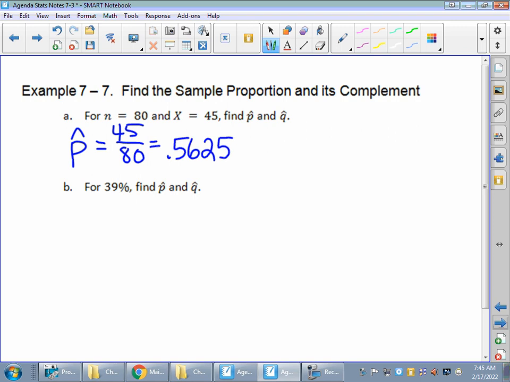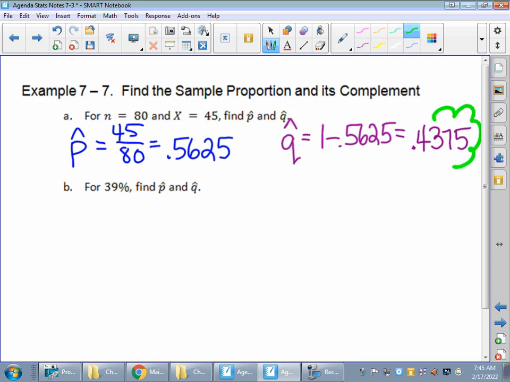We could do the other 35 items out of 80 when we find Q hat. I prefer to just do Q hat is equal to 1 minus 0.5625. So that would be something like 0.4375. Double check my math because you know how this goes. Some days are better than others.